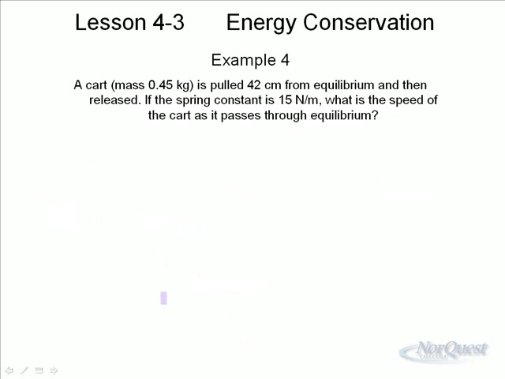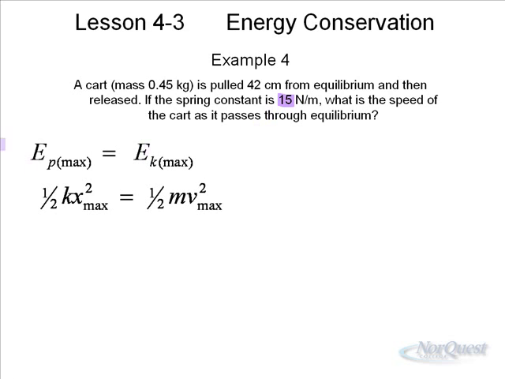And a similar example again, this time they give you a cart with a mass of 0.45 kilograms pulled 42 centimeters from the equilibrium position and then released. The spring constant is 0.15. What is the speed? Again, since energy is conserved, the maximum potential at, in this case, 42 centimeters is equal to the maximum kinetic at, in this case, of course, equilibrium. And they want us, in this case, not to solve for v as we did in the last example, but to solve for v squared.